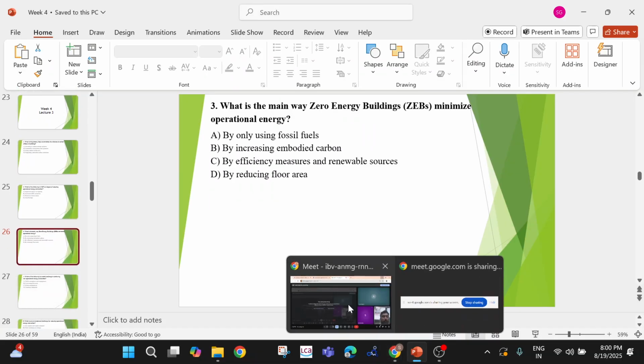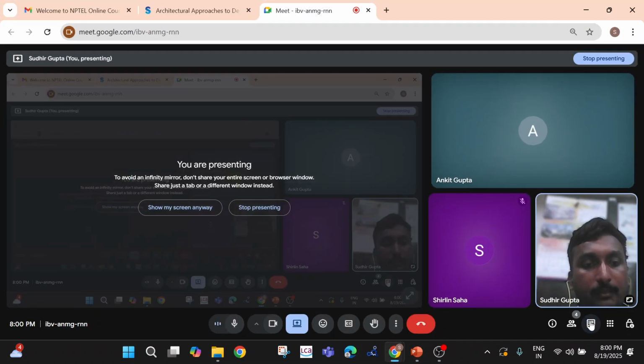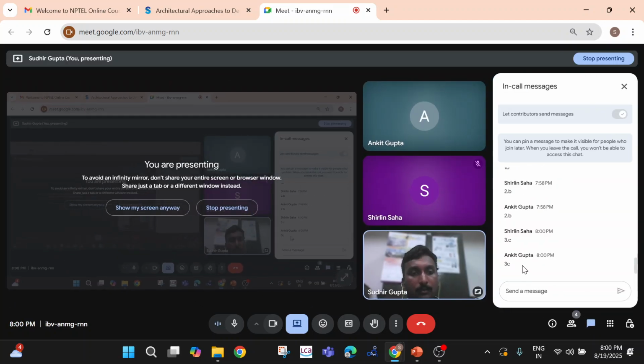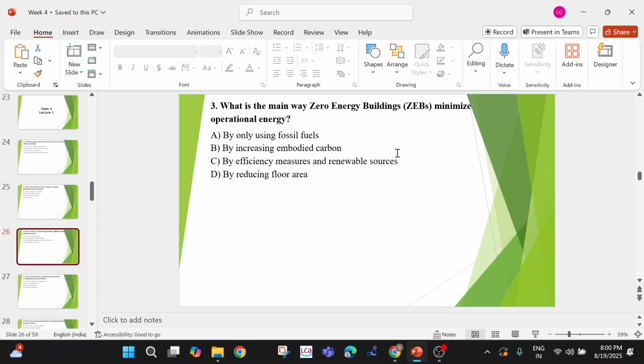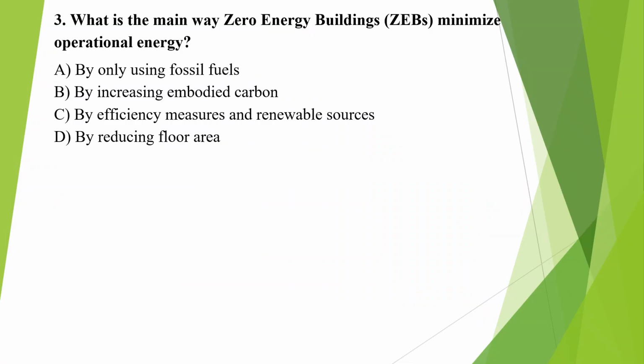This is a very good question. Let me see how many of you have answered it correctly. Yeah, so all of you are opting option C, that is, by efficiency measures and renewable resources integration, we can achieve the aim of zero energy buildings and minimize the operational energy demand. So all of you are correct. This is the correct answer for this question. And all the other options, like using fossil fuels, increasing embodied carbon or reducing floor area, are not the appropriate answer for this question number third. So with this elimination also you can understand that C was the most correct answer.